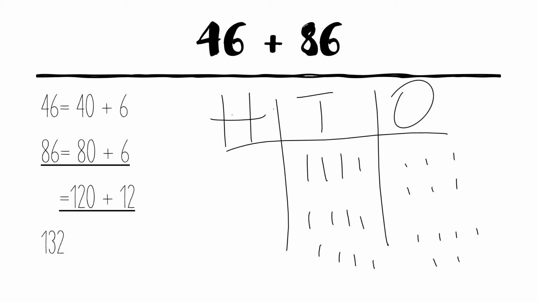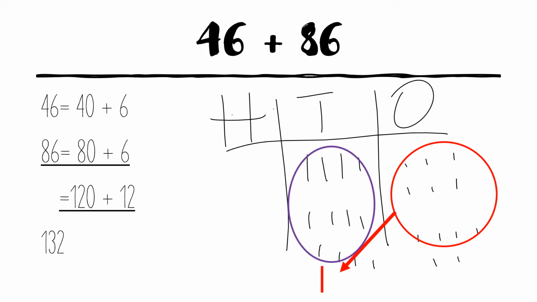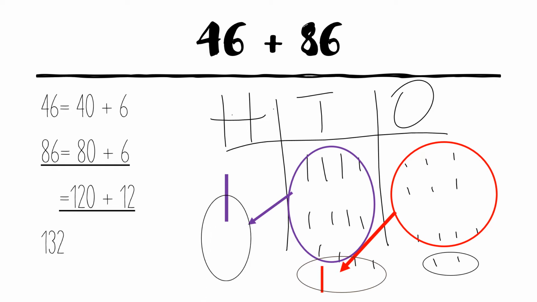The other way we can use to solve is our place value, our HTO chart. So I've put 46 on the board and then 86. I'm going to count up my ones first, and I get a group of 10. So I'm going to move that over to the tens place, and then count my tens. As I count my tens, I get 100. So I'm going to group those together and move over my 100. Therefore, I end up with 100, 3 tens, and 2 ones.